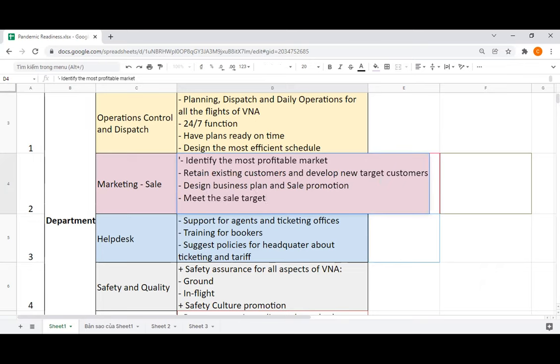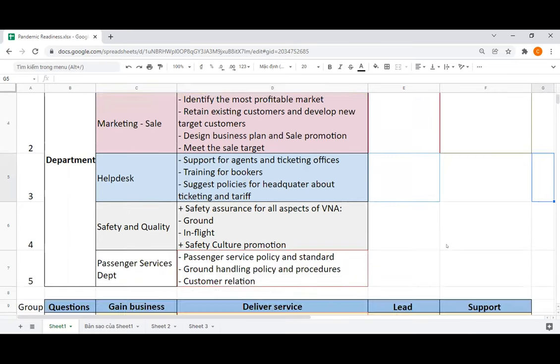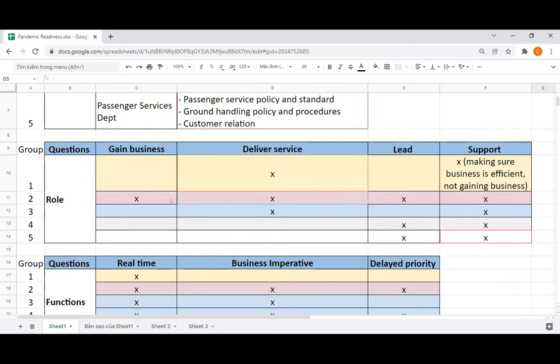Lovely. Okay, this is great because we've got two very different departments here. So it'll be interesting as we go through the exercises to see how their risk profile differs and their needs differ. Okay, great. And down here we have gain business, I think is without doubt your role, isn't it? Do you not think? Yep. Okay. Deliver service. Do you think you do that?